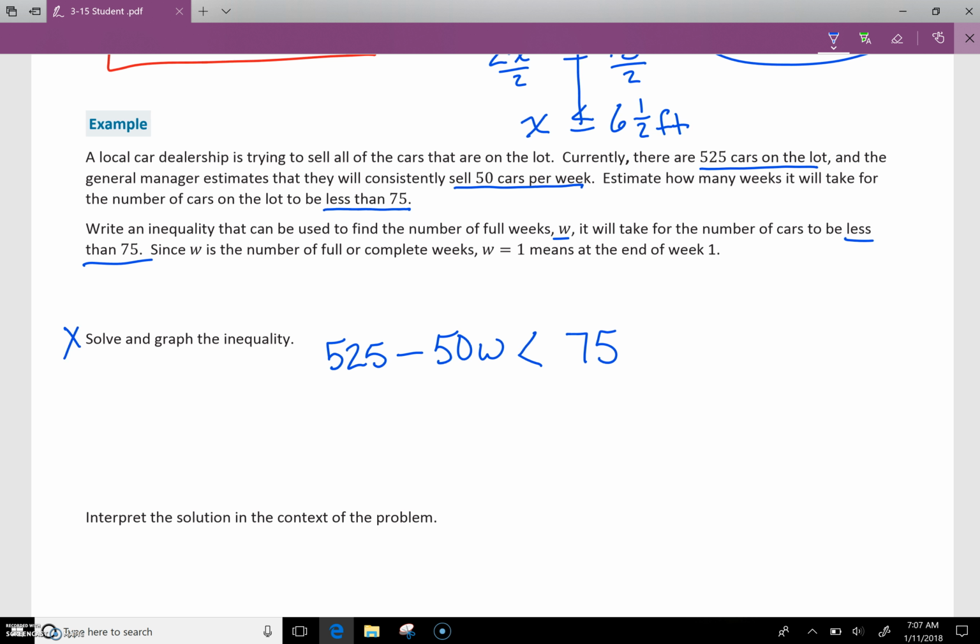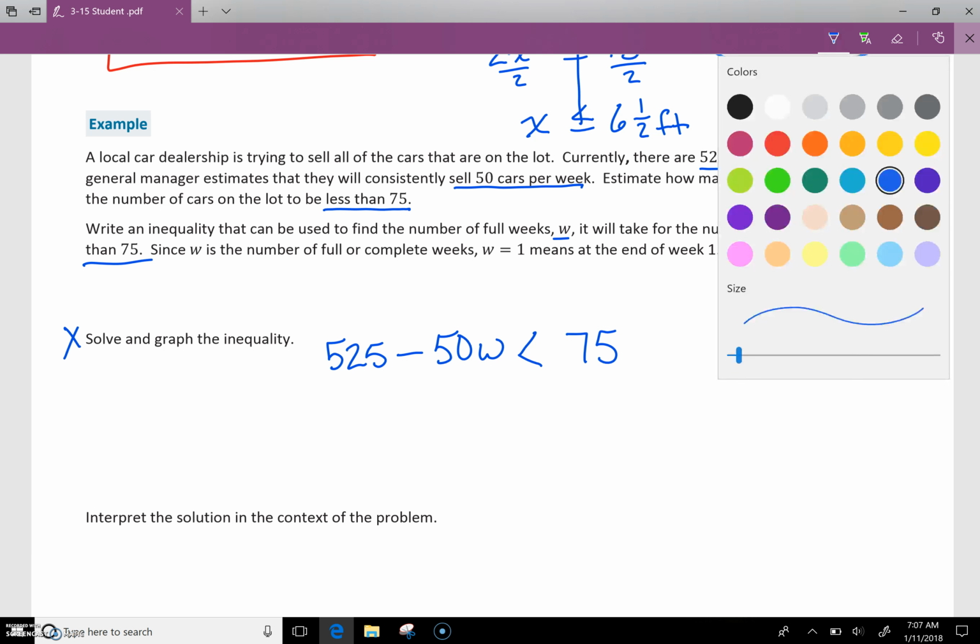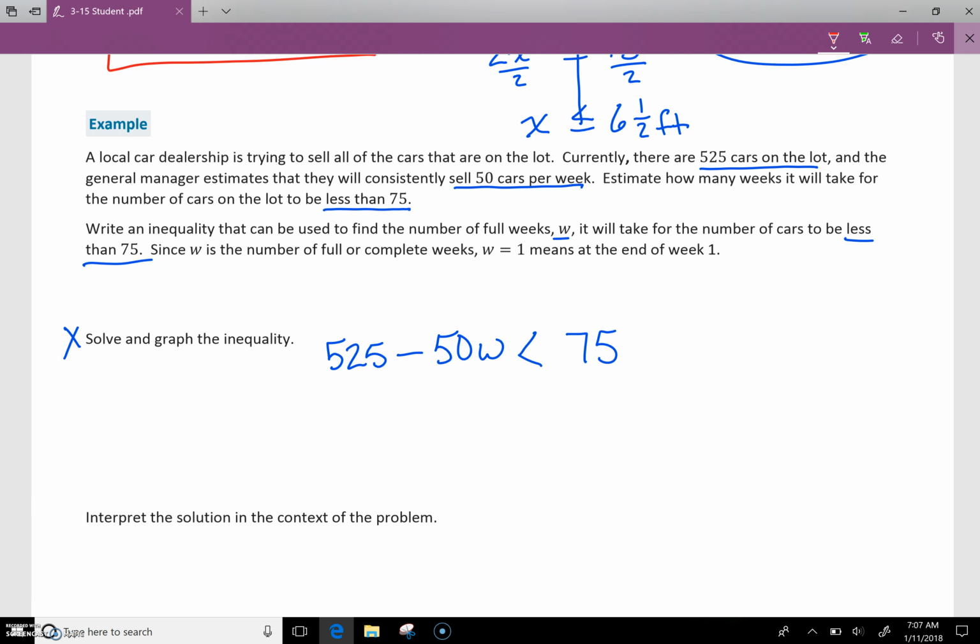Directions here say solve and graph the inequality. So here's where we were struggling a little bit. We have to get rid of this number first. That one's the constant. The 50 is called a coefficient because it has the variable with it. So we need to get rid of 525 first by subtracting 525.